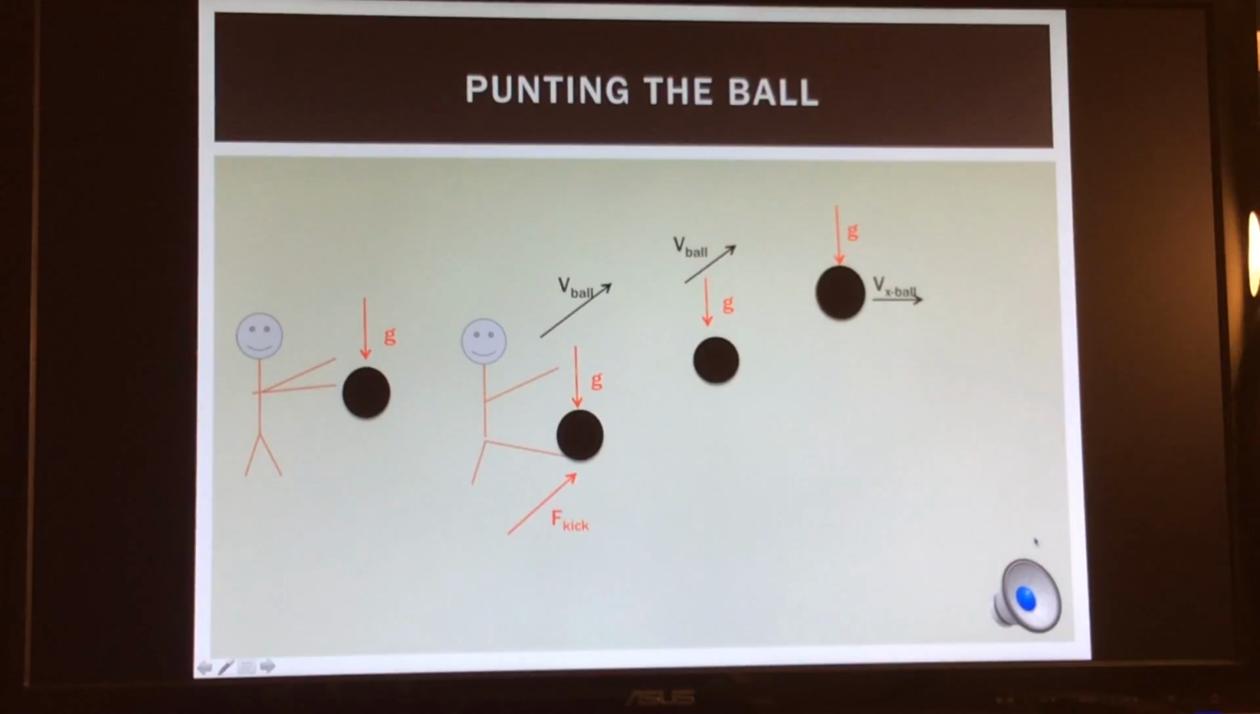Okay, so our goalie has decided that he wants to punt the ball to his teammates. So he holds the ball out and drops it. And at the point it is dropped, the only force acting on the ball is gravity.